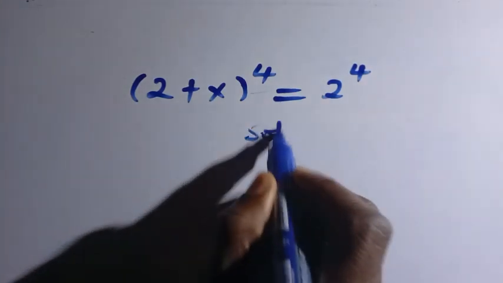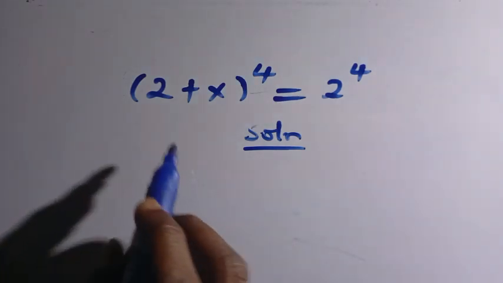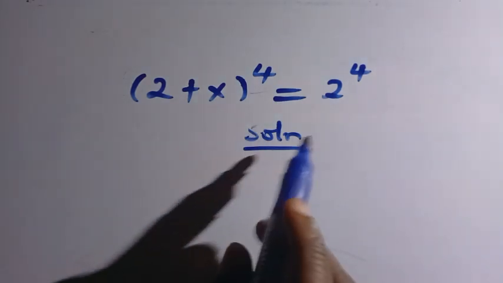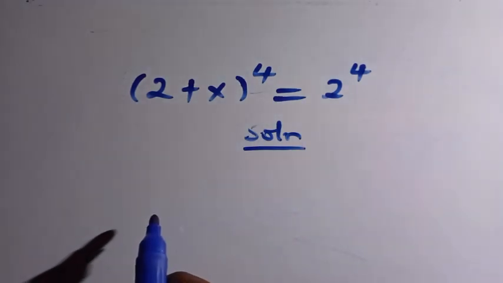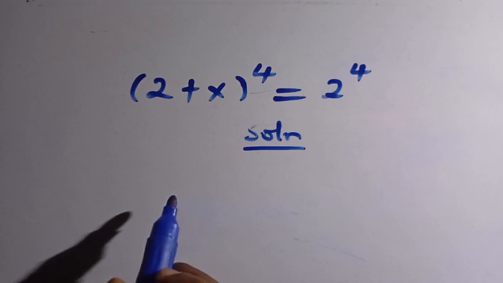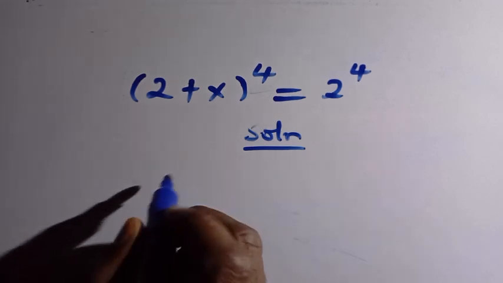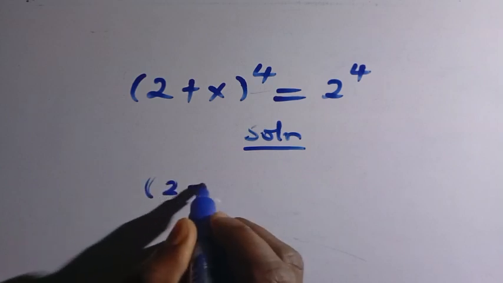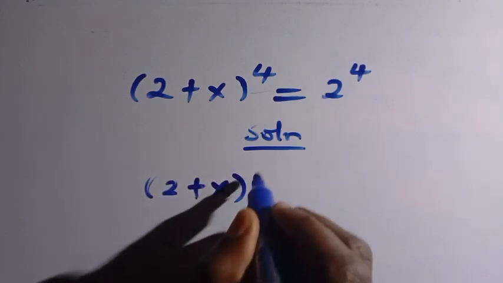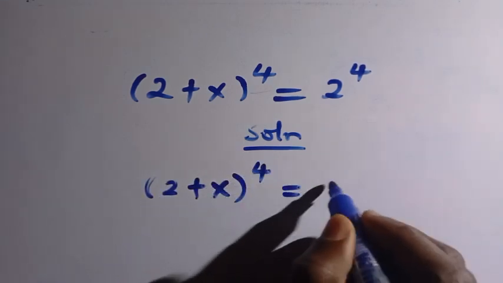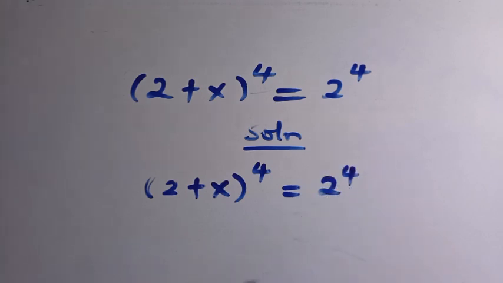How to solve these nice algebraic equations? We have (2 + x)^4 = 2^4. So here is a quartic equation which requires 4 answers. So let's say we are given (2 + x)^4 = 2^4, and here is the given question.